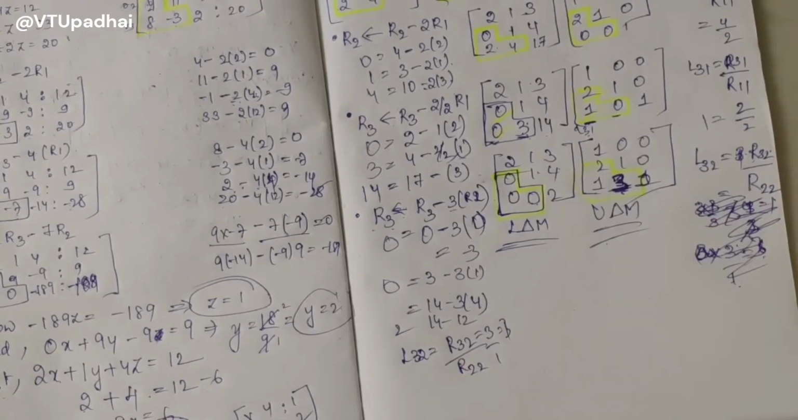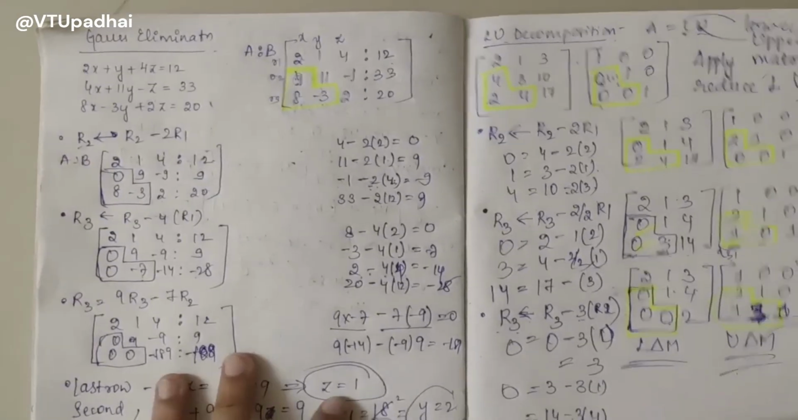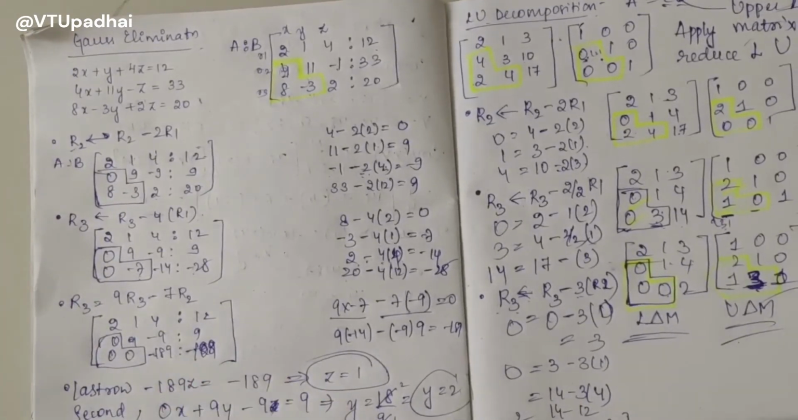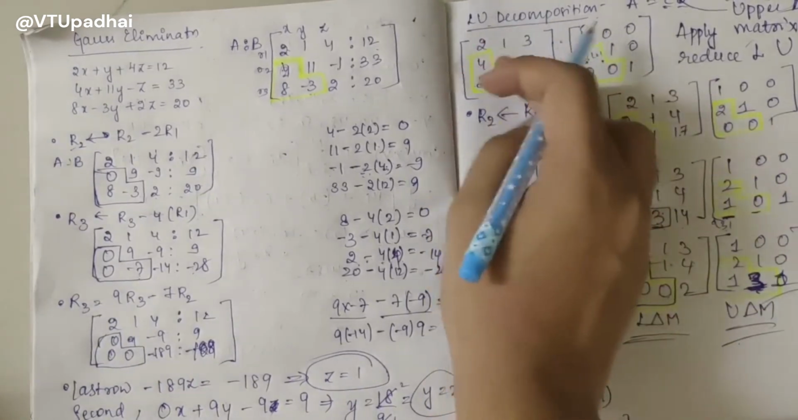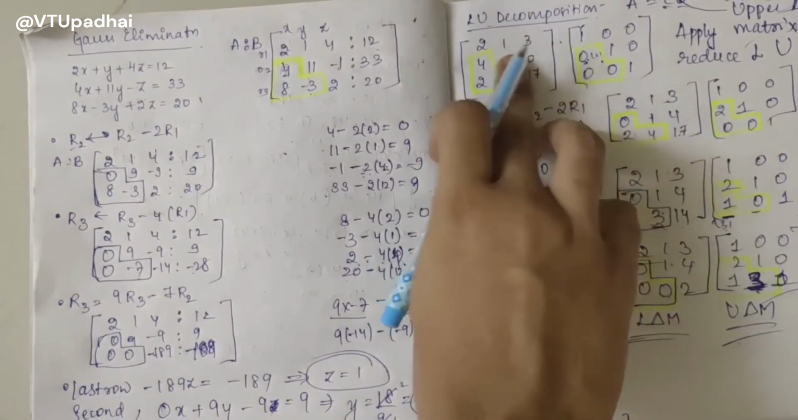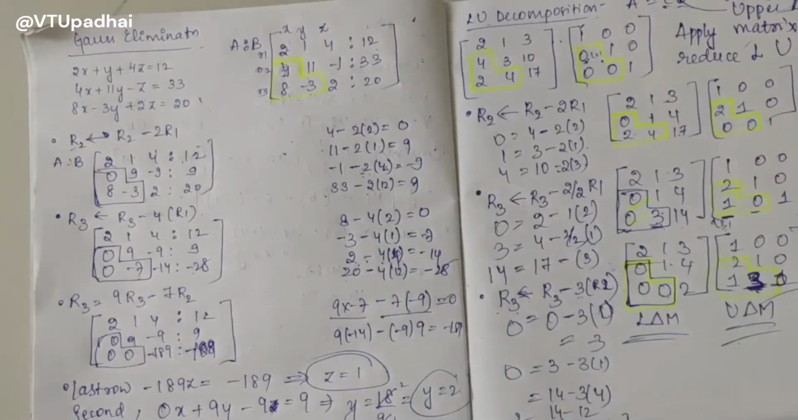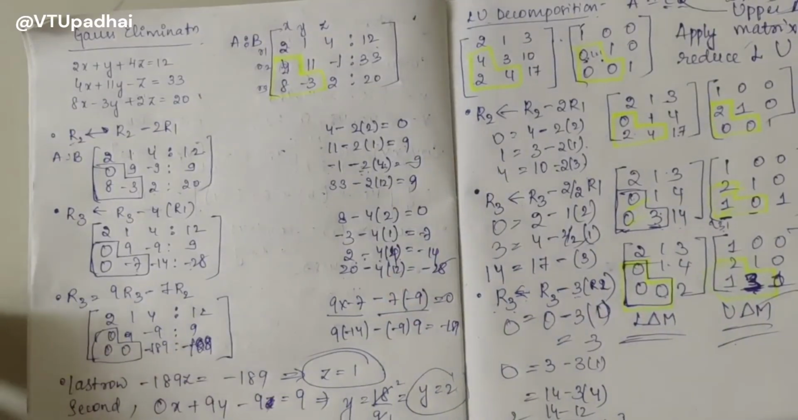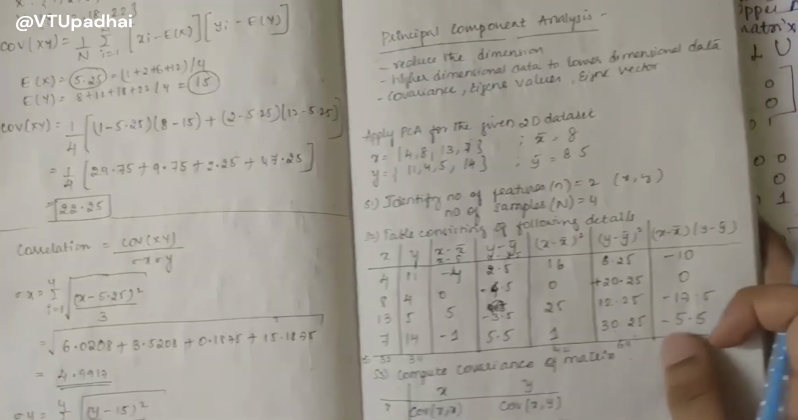So they can ask these types of questions. It is easy if they have given only 4 values here, a 2x2 matrix, then it will be pretty easy to solve. Next topic we have is principal component analysis.